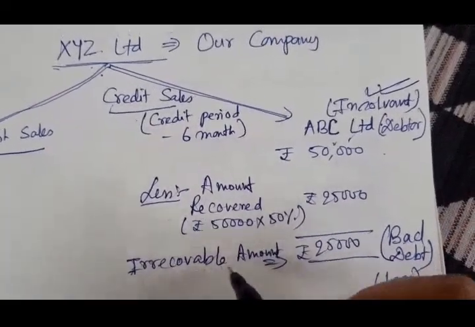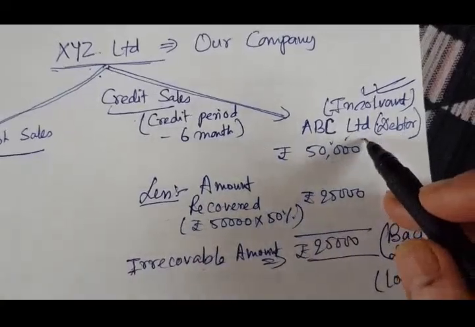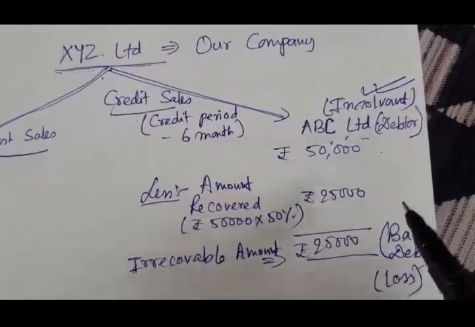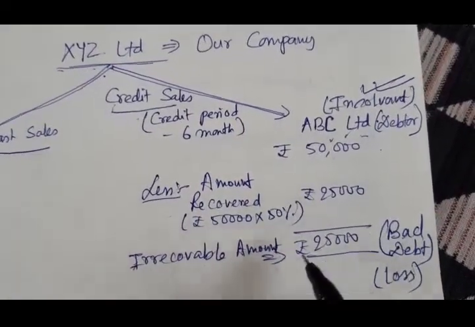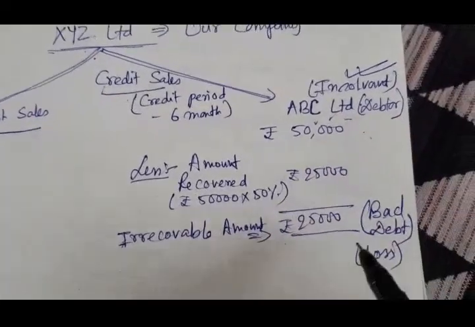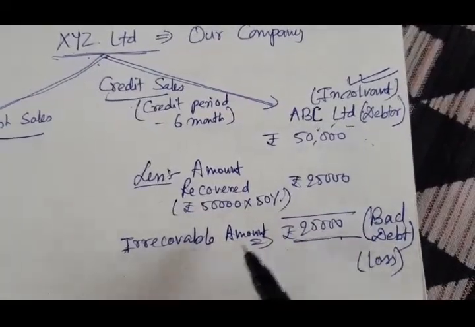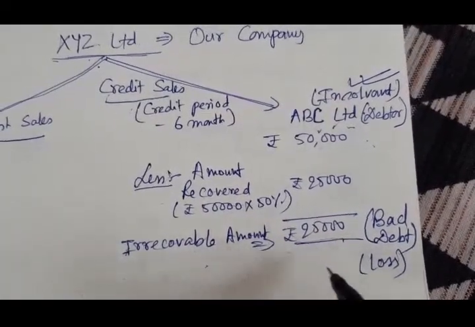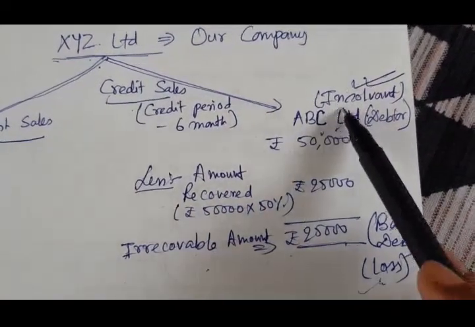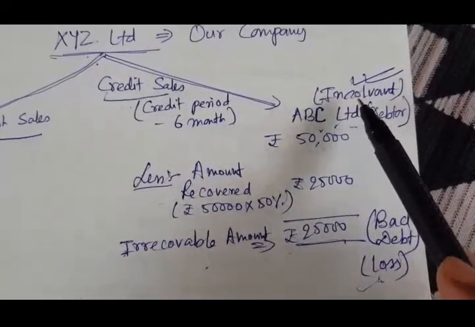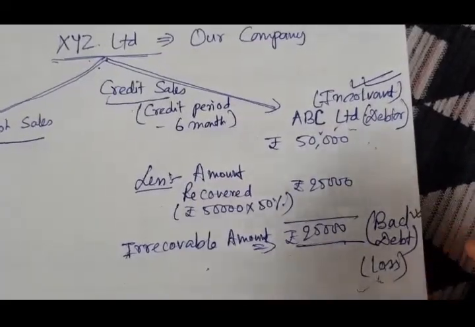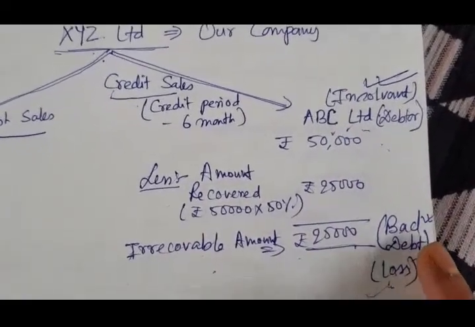Why is it irrecoverable? Because this person will not revive again in future. That means this person has completely gone financially. So this 25,000, the irrecoverable amount, is nothing but the loss of the company. And this loss has arisen because of the insolvency of the customer. And this loss has a name. It's called bad debt, the debt which has been declared bad.